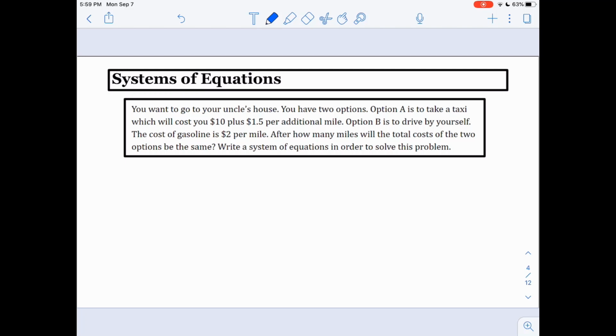So let's take a look at this first problem. You want to go to your uncle's house and you have two options. Option A is to take a taxi, which will cost you $10 plus $1.50 per additional mile. Option B is to drive by yourself, and the cost of gasoline will be $2 per mile. And I want to know, after how many miles will the total cost of the two options be the same?